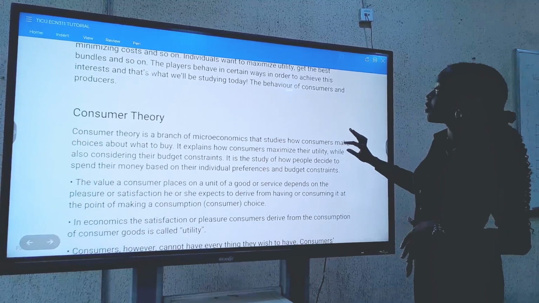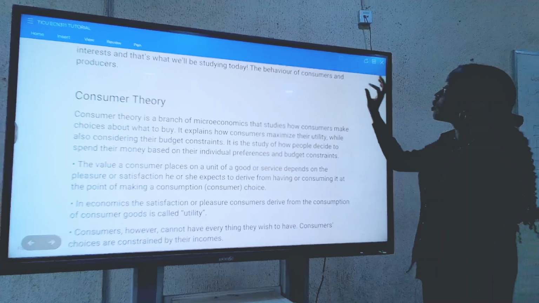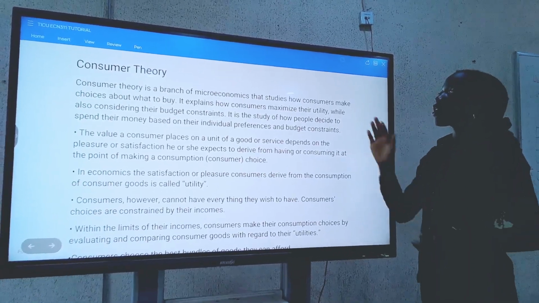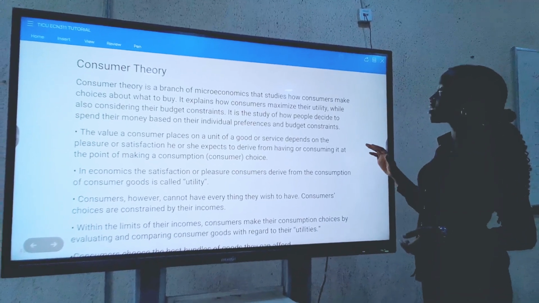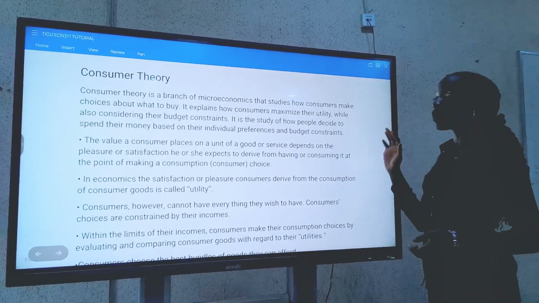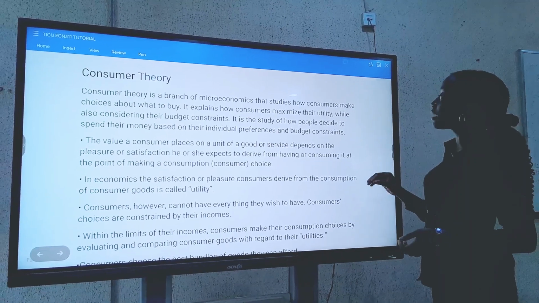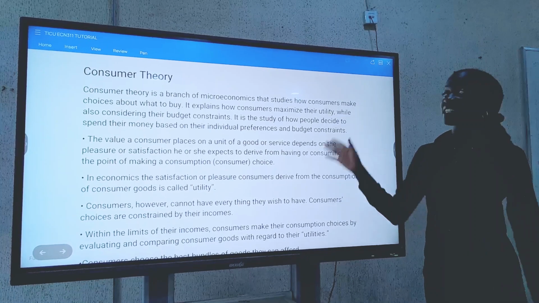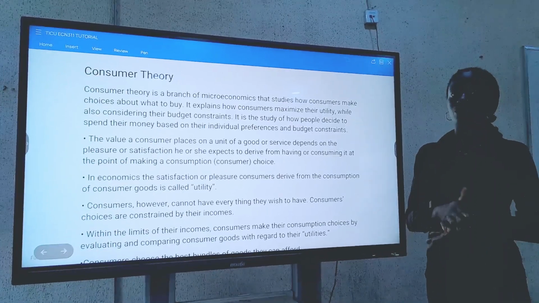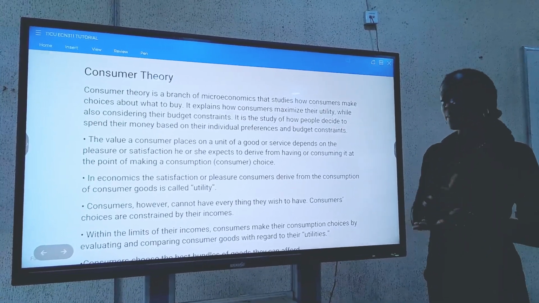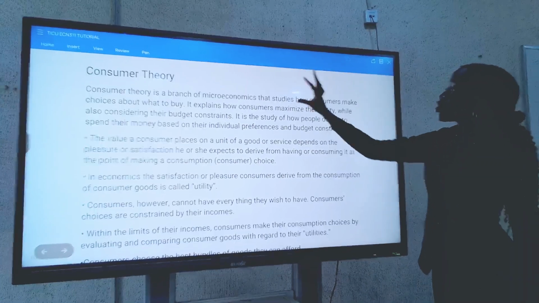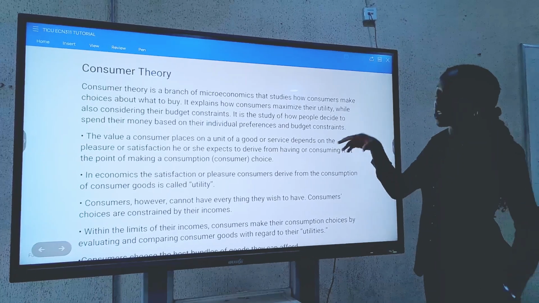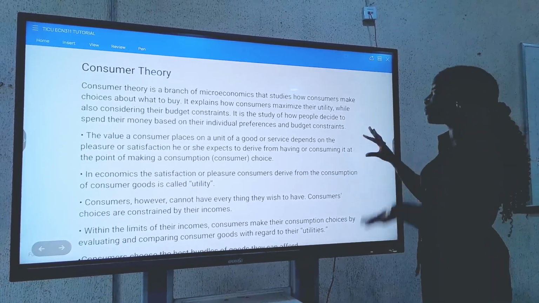So now consumer theory, and that's what we'll be looking at today, the behavior of these consumers and producers. Consumer theory, what is consumer theory? Consumer theory is a branch of microeconomics that studies how consumers make choices about what to buy. It explains how consumers maximize their utility while also considering their budget constraints. As I said earlier, consumers' interest is to maximize utility and get the best bundles. So this theory, consumer theory, is studying how consumers maximize the utility with their given constraint, which is their income.